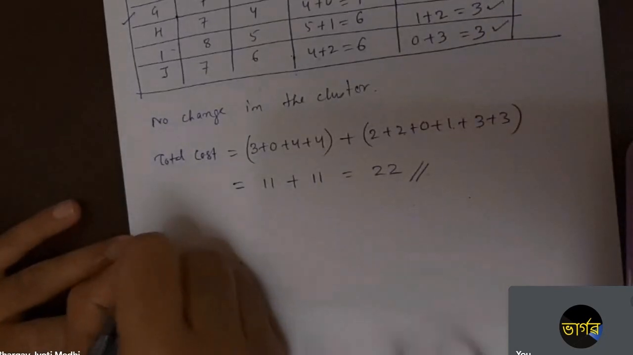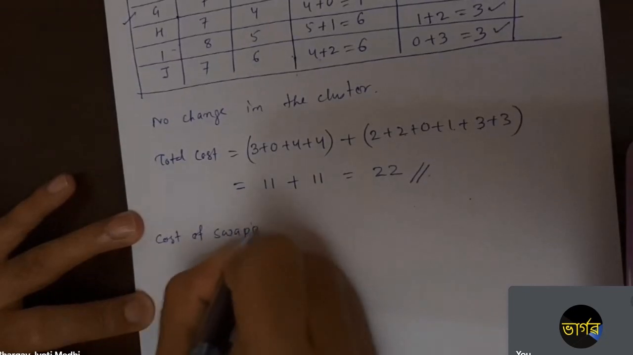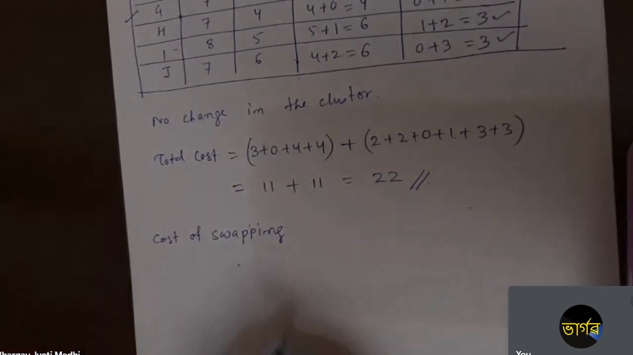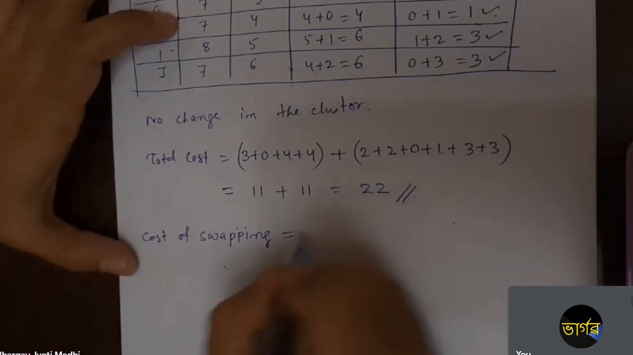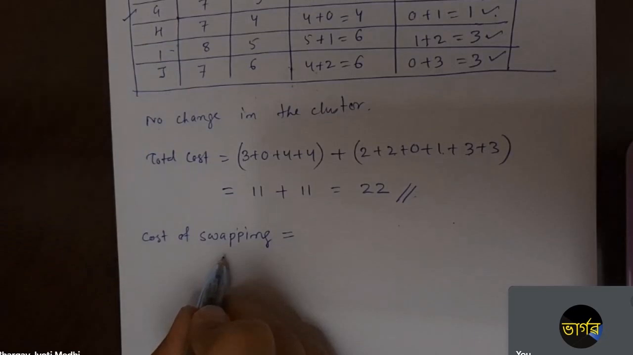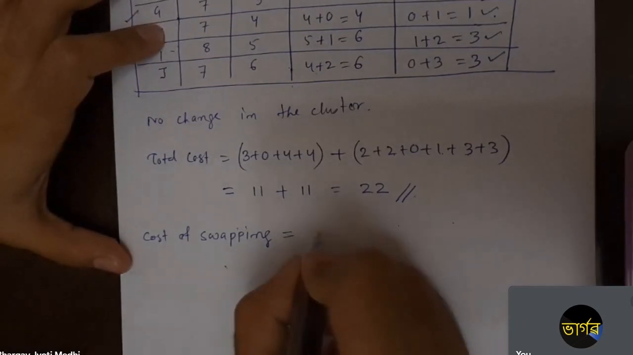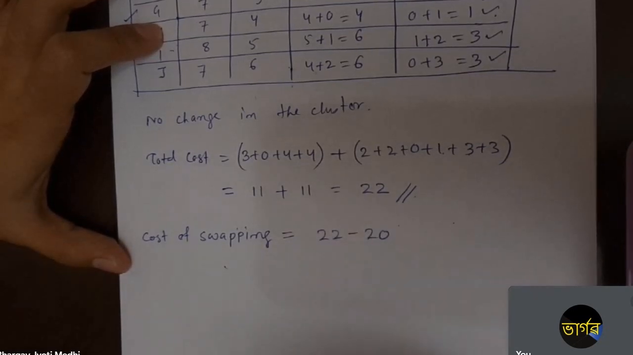Swapping, swap means change. So cost of swapping is how much? Cost of swapping the center point. While changing the midpoint from h to g, the swapping cost is actually our 22 minus 20. Okay, 22 minus 20, which is 2. Cost of swapping is 2.